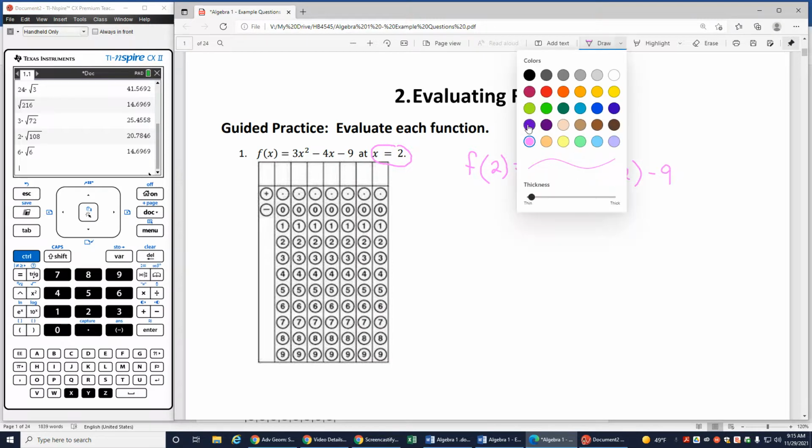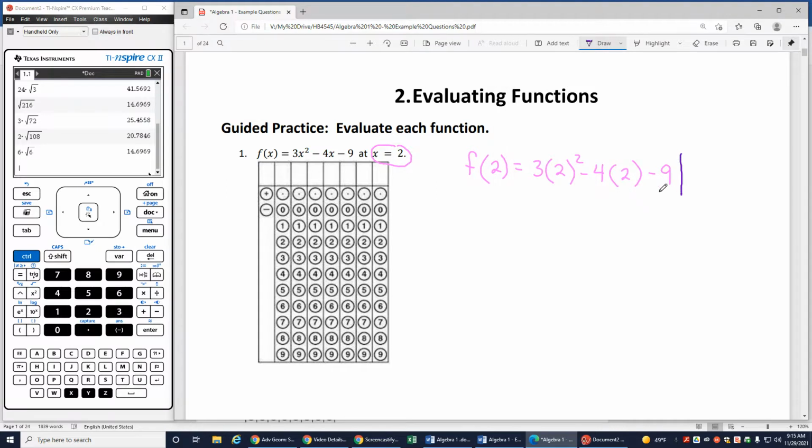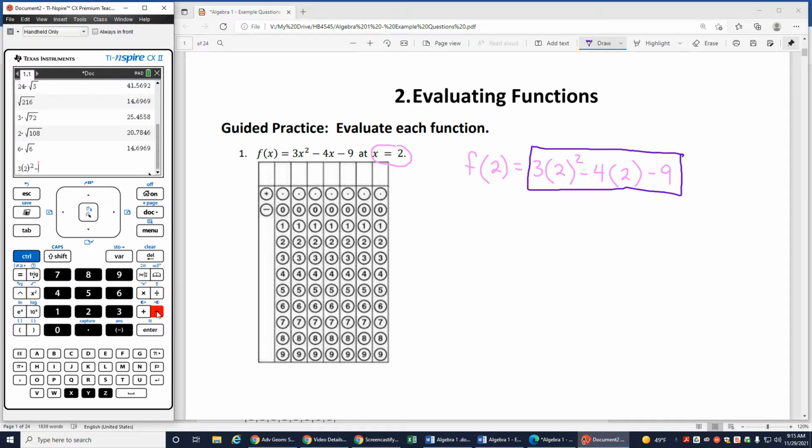Now what's kind of neat is this whole thing can go in the calculator just like this. Everything on the right side of my equals, not the f of 2 part. So I'm going to type it exactly like that in my calculator. 3 parentheses, 2, close those parentheses, squared, minus 4 parentheses, 2, close those parentheses, minus 9. And when I hit enter, I can see I get an answer of negative 5.